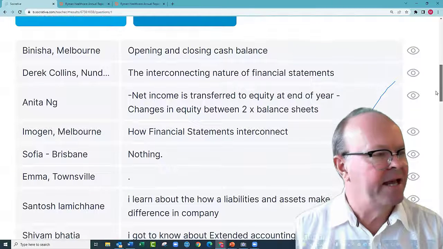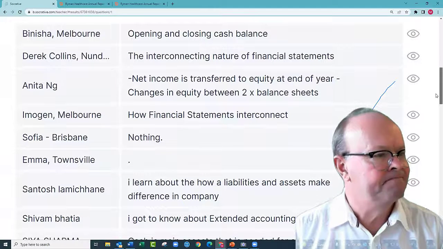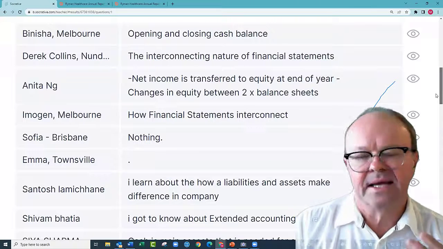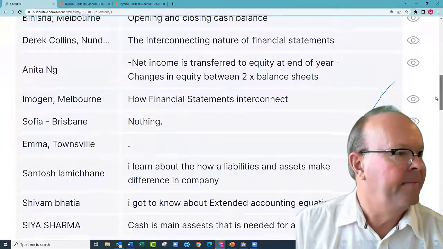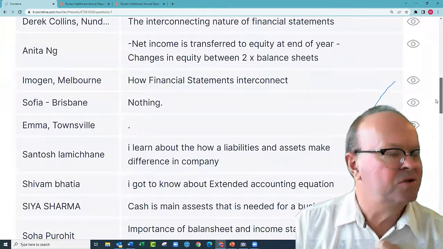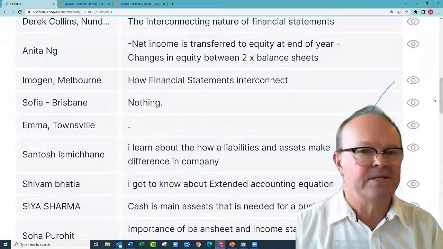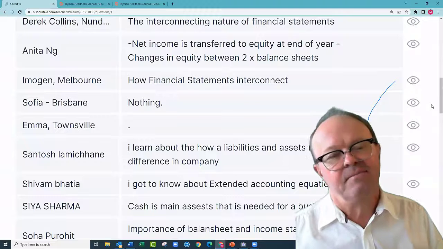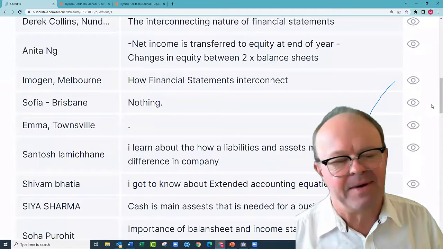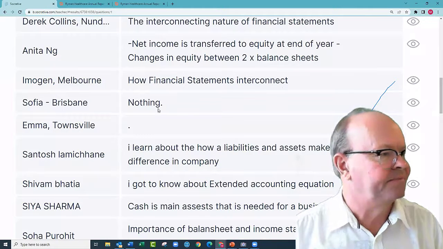Opening and closing cash balance, Benicia. Yeah, so you can see in the cash flow statement, we start with the opening cash balance, close with the closing cash balance. Changes in equity between two balance sheets. Yeah, so that's what the change in equity is showing us. It's showing us how equity has changed between two balance sheets. So you can start to make sense of that financial statement.